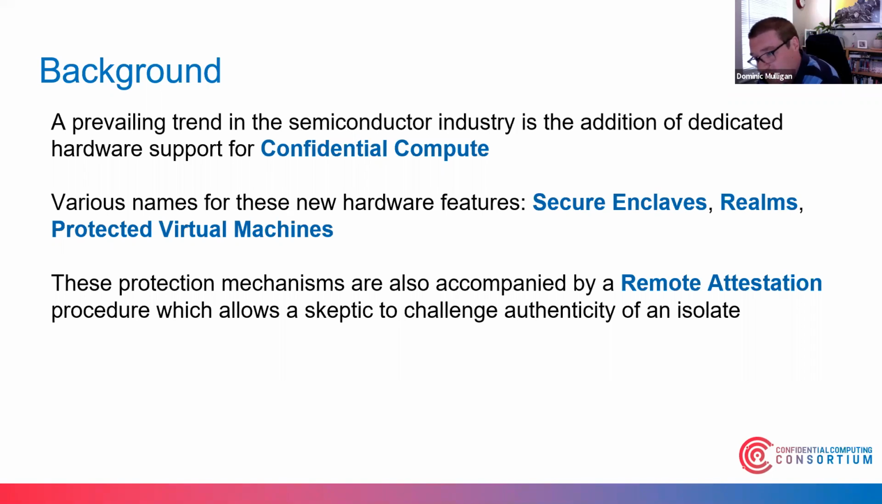Although provisionally very different, there's a lot of generalities that can be said about some of these technologies. For example, they all aim to provide strong confidentiality and integrity guarantees to the software and data that exists within them. The other thing that's interesting about them is they also tend to be associated with remote attestation procedures. These are cryptographic protocols that allow a skeptic to challenge the authenticity of a particular isolate to ensure that the isolate is legitimate. It's actually running on real hardware and it's not being emulated, for instance. And also to measure the contents of the isolate to make sure that the software inside it is what we think it is.